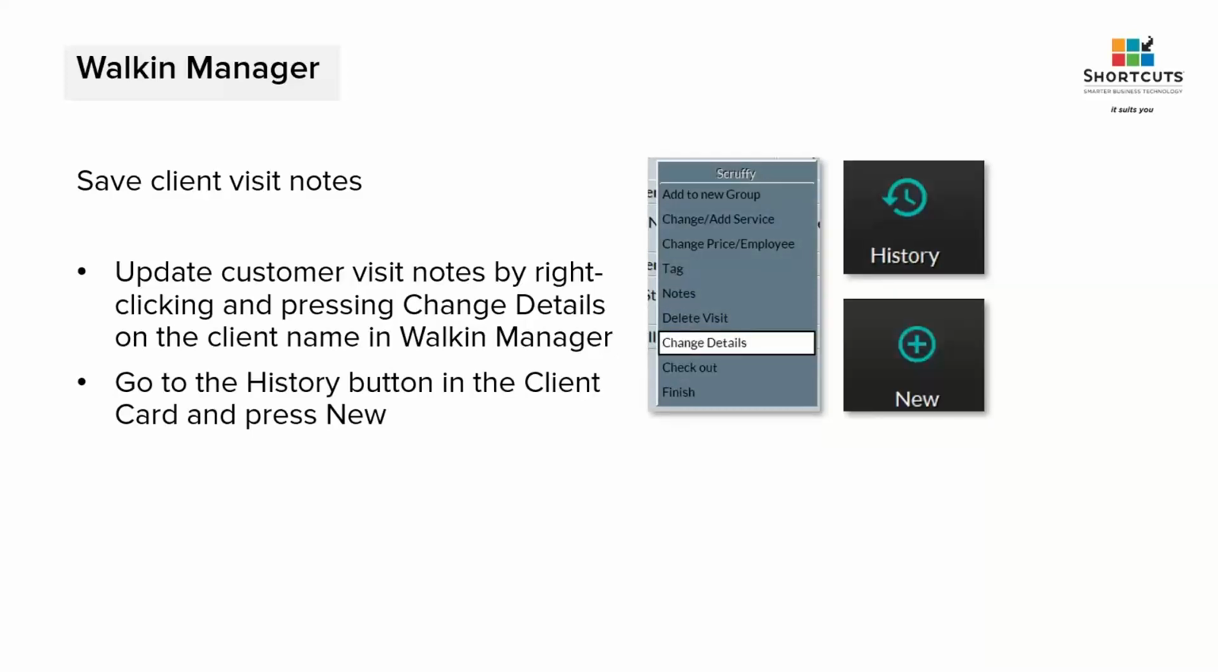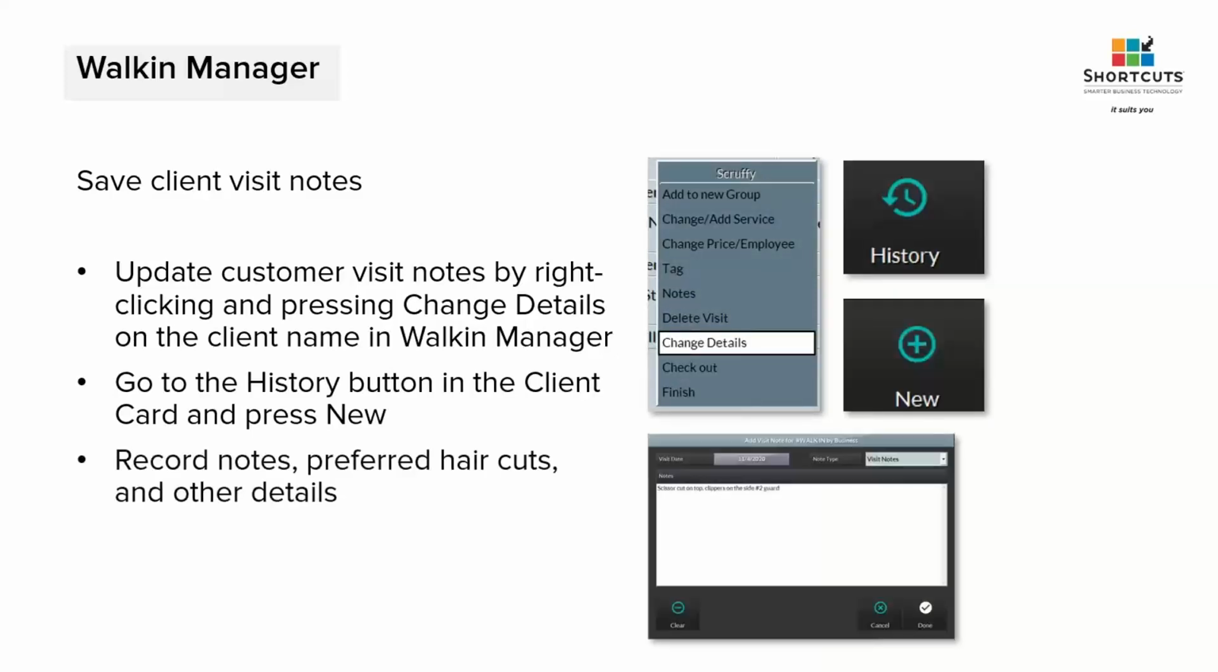Now, if your salon likes to record customer information, so you have a lot of regular customers that come in, they have certain haircuts that they get, or if you do some color services, there's certain formulas you want to record, you do have the ability to save that information for your clients. What you would do is right click on their visit and press change details. From there, you can go to the history button and then press new.